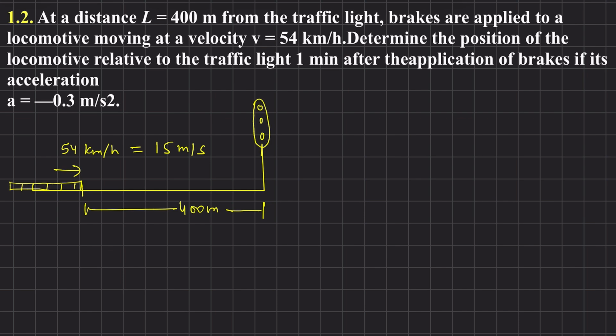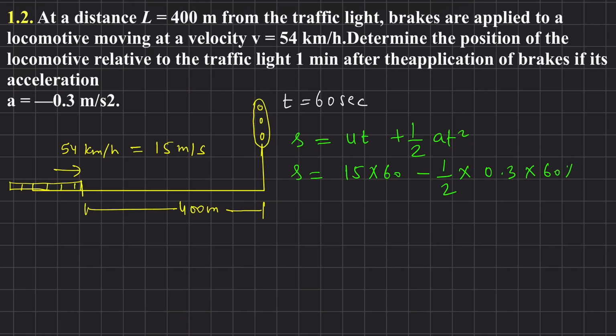Time is given, 60 seconds. So t is 60 seconds. At this position, what would be the position of the particle that has been asked? Usually we will write s is equal to ut plus half at square. s always gives us displacement. So u is 15 into 60 minus half into 0.3 into 60 into 60.